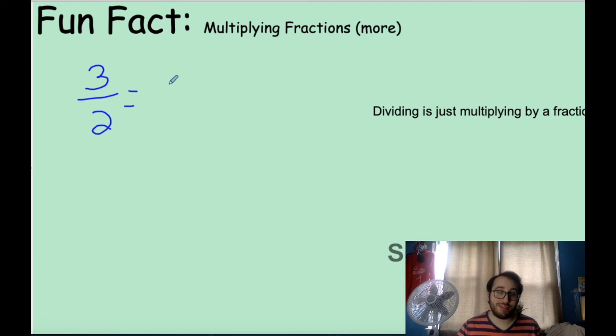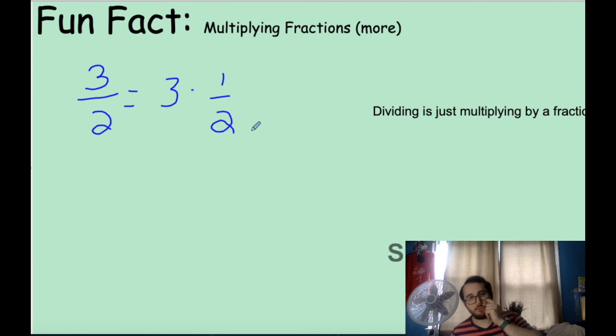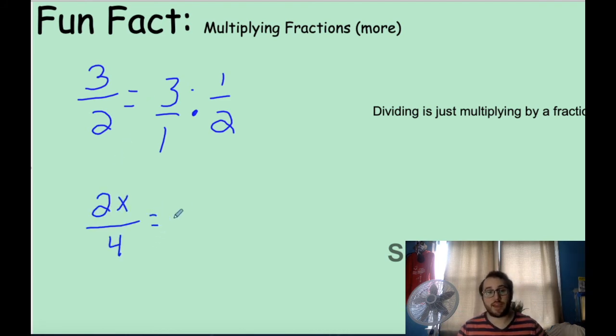as 3 times 1/2? Now you might ask yourself, well, Mr. D'Souza, how did you do that? That doesn't make sense. Well, remember, all whole numbers can be divided by 1, right? 3 divided by 1 is 3, nothing changes. If I multiply these two fractions, 3 times 1 is 3, 1 times 2 is 2.